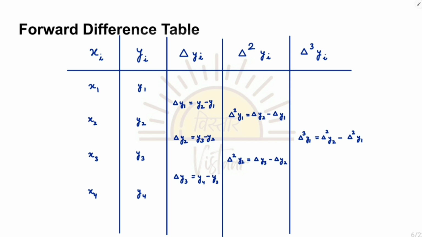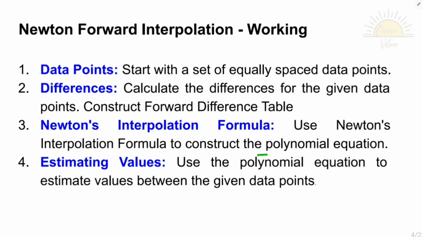It will look like this. Here delta, or this small triangle, is known as the forward difference operator. This table will be used to find the polynomial equation using the Newton's forward interpolation formula. This polynomial equation will then be used to estimate the values between the data points. Now let's see this working by an example.